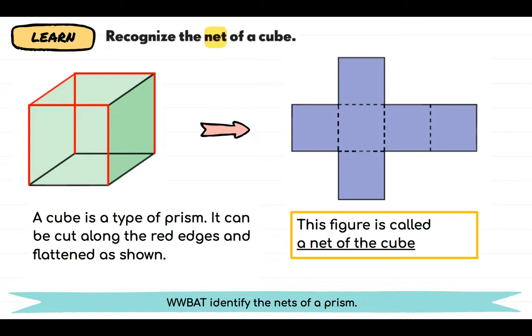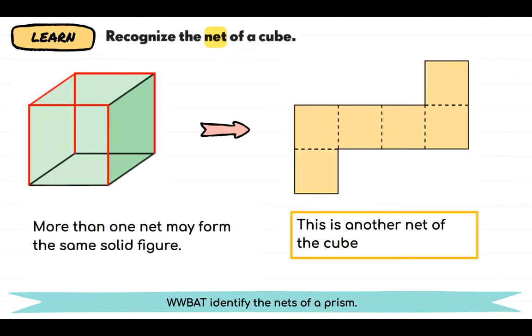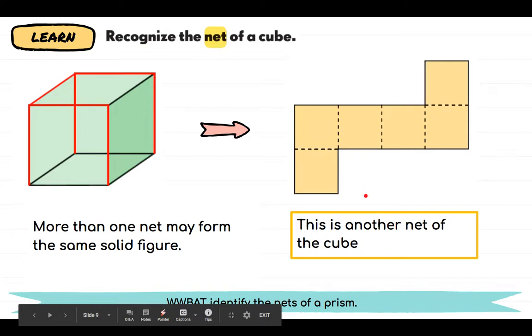Now, there are 2 different ways that you can do it. You can either use your imagination, or you can also cut. If you have a paper, you can draw this exact cube and then cut it out and fold it to see if it is a cube or not. More than one net may form from the same solid figure. So this is another net of the cube, and you can see that there are 4 in the middle, 1 to the bottom, 1 on the top, because if you fold this piece down and then fold this piece up and then fold the middle back together, you will get a cube.